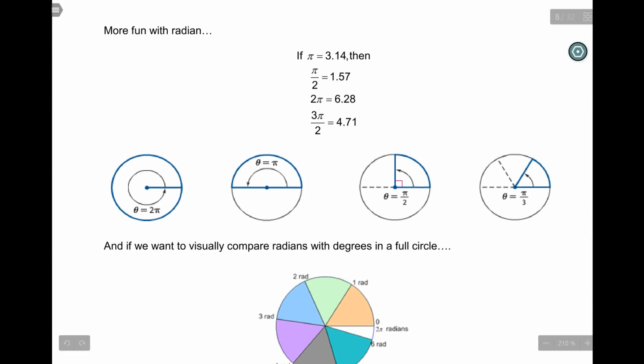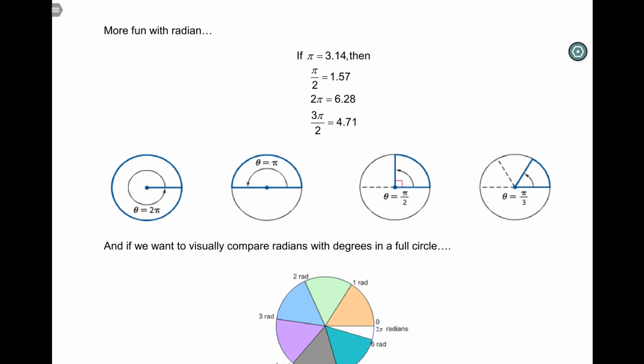So more fun with radians. If pi is equal to 3.14, half of that you just divide, 1.57, 2 pi you just multiply, 6.28, and so if you have 3 pi over 2, multiply pi by 3, divide that by 2, you get 4.71.